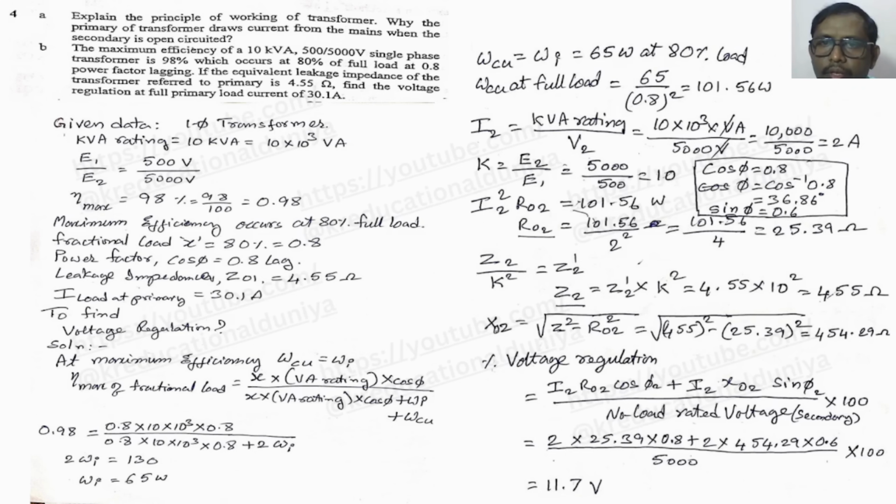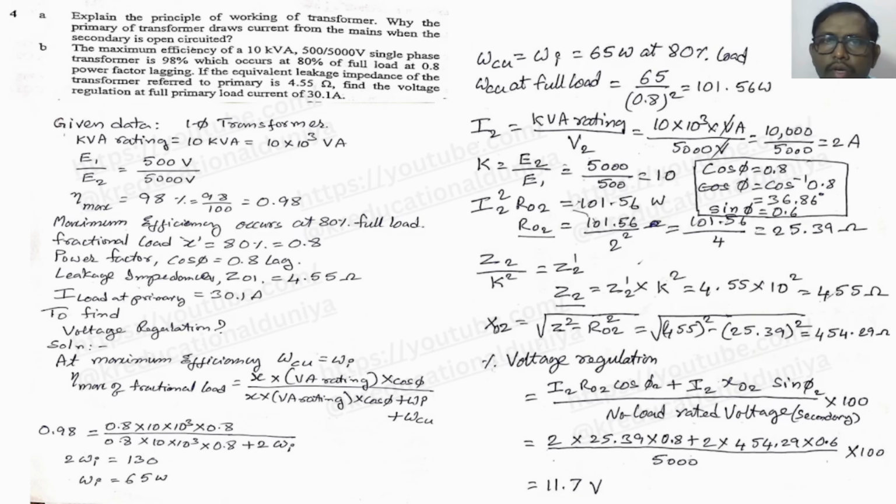Next, Z2 dash. We need to find out the equivalent leakage impedance referred to primary, that is Z2 dash. So Z2 dash equal to Z2 by K square. Then Z2 equal to Z2 dash into K square. So 4.55 into 10 square, that is 455 ohms.